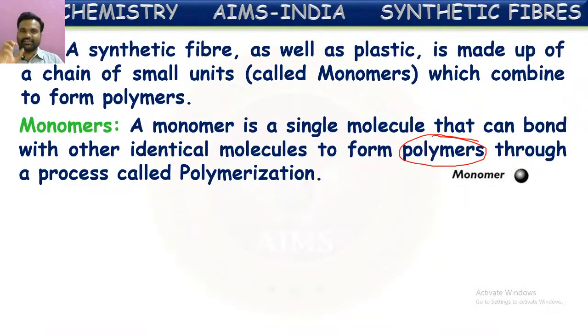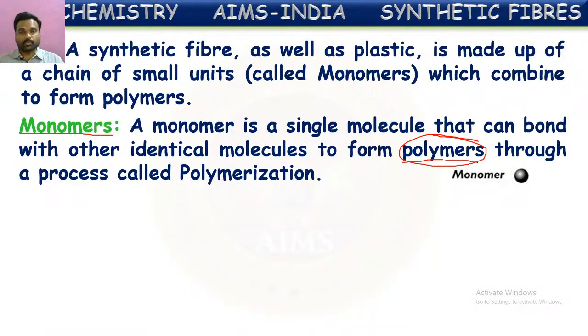So mono represents a single. Mer is nothing but unit or molecule. Monomer means single unit or single molecule. So monomers combine together to form polymers. Here in this term, poly represents many. Mer represents unit or molecule. Polymer means the compound formed by many molecules combining one to other.